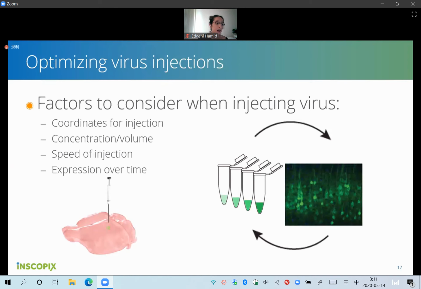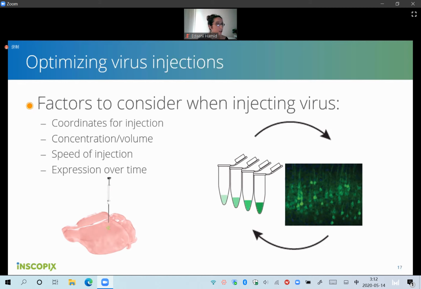So the last several slides I showed highlight the factors to consider when choosing the indicator you want to use. But if you're using a virus, the indicator then will need to be administered to an animal by surgical injection, and therefore it's also important to consider the surgical methods used in order to optimize the expression of the virus. So just briefly, I want to highlight a few surgical considerations. Choosing the correct coordinates for the injection will be important for correct targeting of the virus. The concentration and volume of the virus, as well as how quickly it is injected, may need to be optimized.